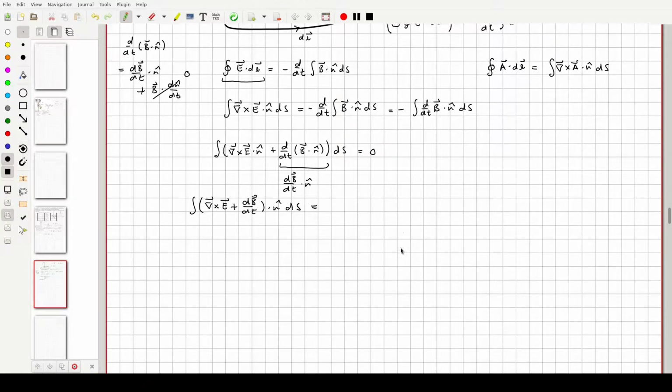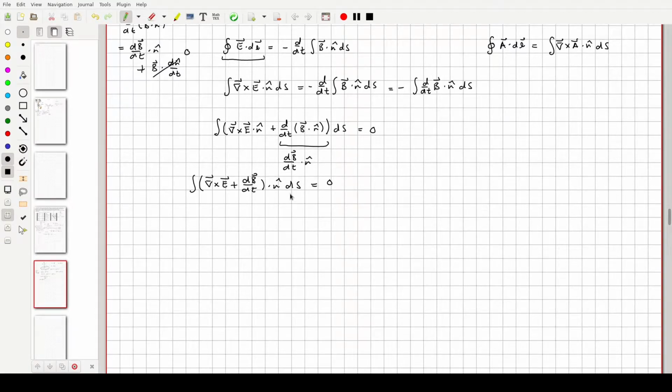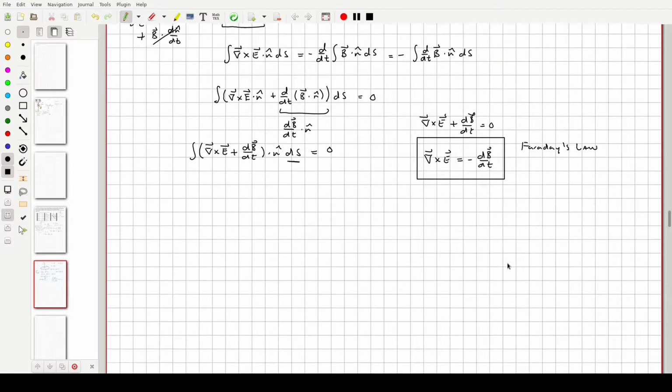Now this is equal to 0 in two circumstances. Either my surface is infinitesimally small, which is not the case here, or this right here is equal to 0. Or the way this is typically written is del cross E is equal to minus dB dt. And this right here is the differential version of Faraday's law. It's also one of the Maxwell equations.